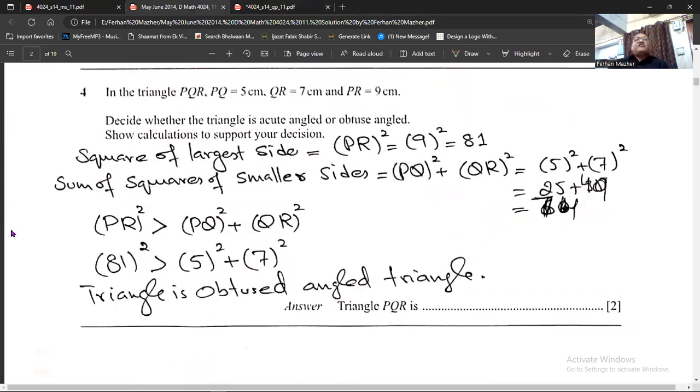Okay, so here we have the square of the largest side, that is PR square, that is 9 square, and that will be 81. The sum of the squares of the smaller sides, that will be PQ square plus QR square, that is 5 square plus 7 square, 25 plus 49, and that will be 74. You can clearly see that 81 is more than 74, which means PR square is greater than PQ square plus QR square. So that means the triangle is an obtuse angled triangle.